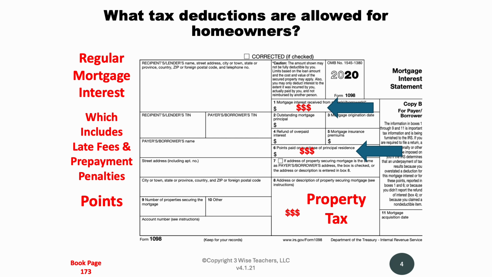So to wrap it up, just take a look at your slide here. It tells you everything you need to know about common deductions on your personal residence. Your mortgage interest, your discount points, and your property taxes would be the three things that you want to remember for test purposes.